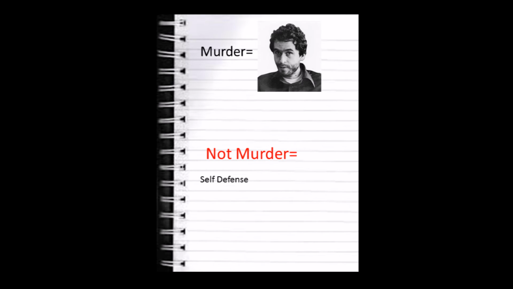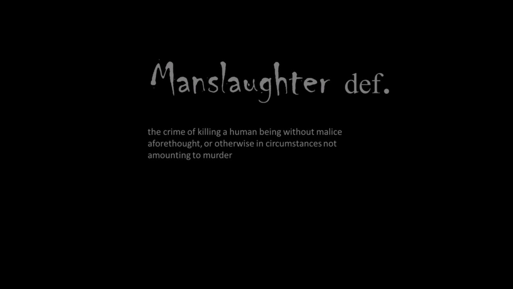This brings us to the eerie sounding manslaughter. Manslaughter is defined as the killing of a human being without malice aforethought or otherwise in circumstances not amounting to murder. An easy example of this would be a death that was the result of a DUI. Here's where we again meet our friend the asterisk. Manslaughter can also be offered as a plea deal by a prosecutor.